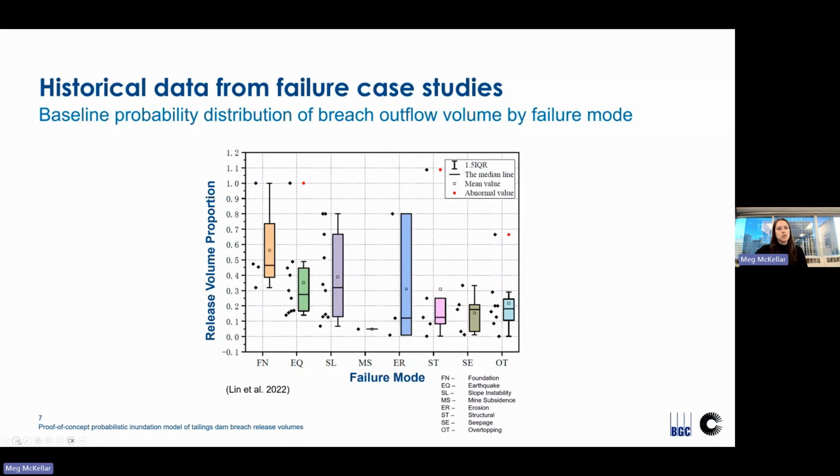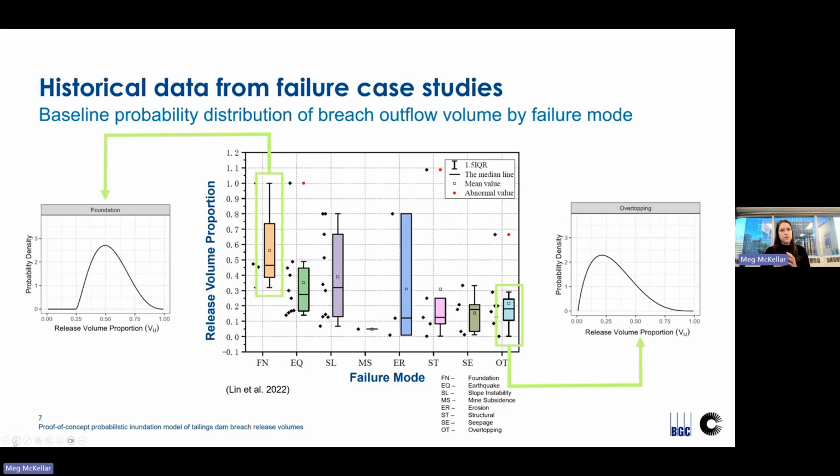And so this Lin et al. 2022 paper provides a really nice figure to highlight this, where we can understand that from a breakdown of historical events, foundation failure, highlighted on the left, has historically had a higher percent of release volume compared to that of overtopping failure on your right. And we can use these comparisons and this data to help in our screening tool.